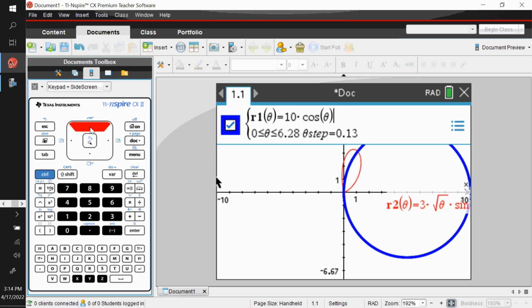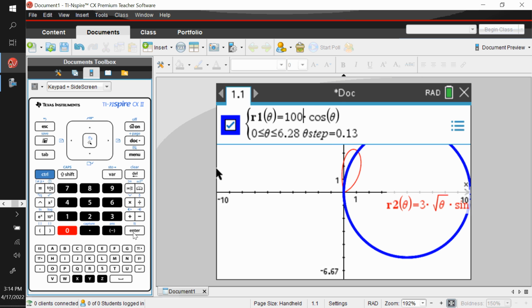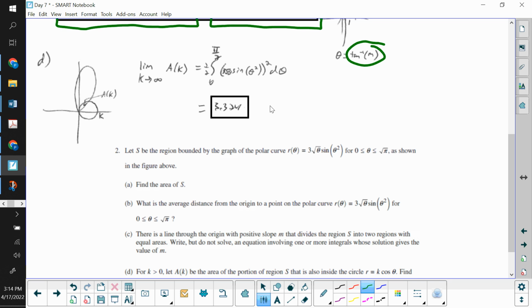So what I'm going to do now is let's change that 10 out front to a 100. Well, notice now, and it goes way off the screen, we got our blue circle. That blue circle, as k gets huge, is essentially all of S's area that's in the first quadrant. So that means it's all of S's area from 0 to pi over 2. So to get this, we're just doing our area function, but it's only the first quadrant portion. So 0 to pi over 2, and that becomes 3.324.